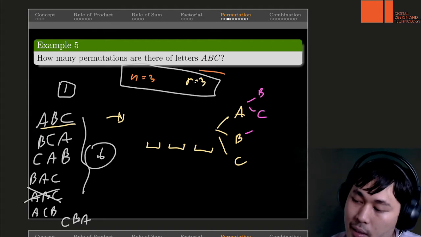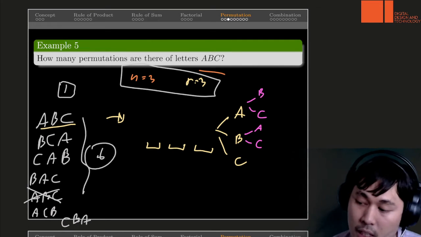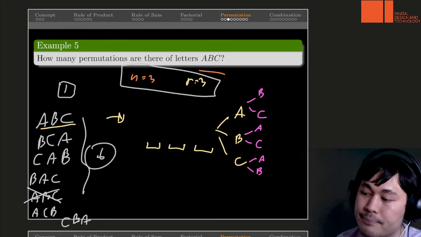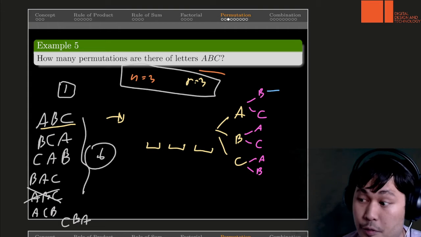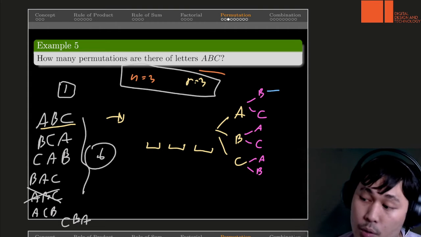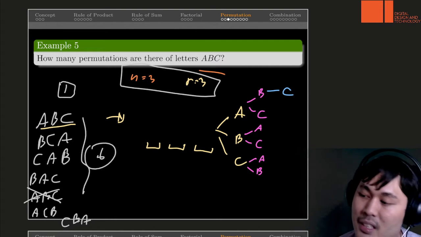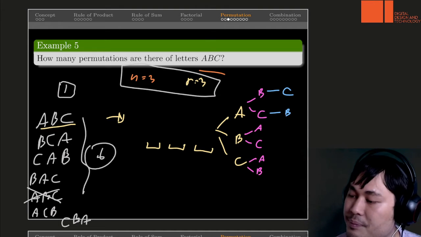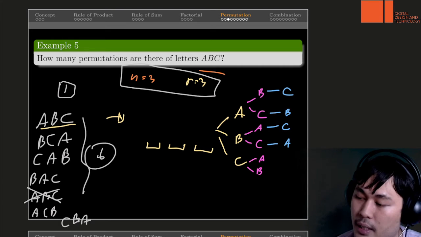If you choose B, you can then select A or C to put in the second position. And lastly, if you put C first, then the second position can be either A or B. And once you have two letters, the last position is fixed. If you choose A and then B, there's only one letter left to be picked, which is C. If you choose A and C, then the last one must be B. If you choose B and then A, the last one must be C. And so on and so forth.